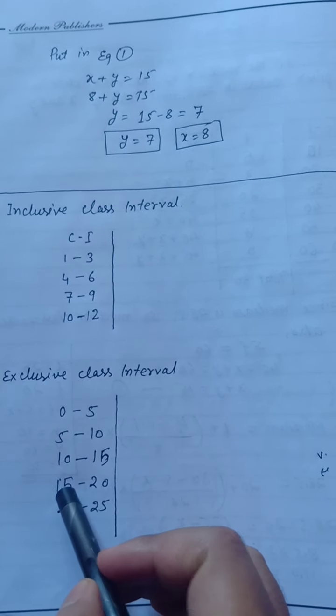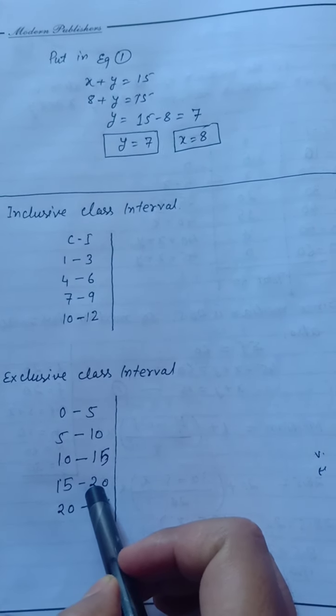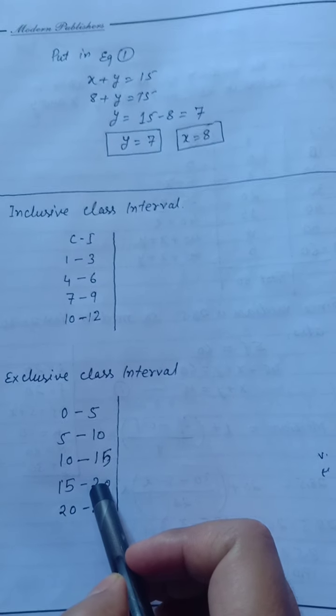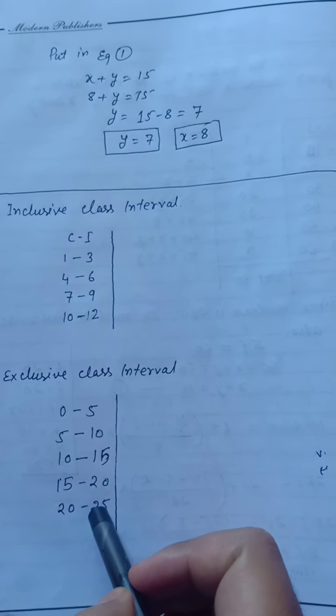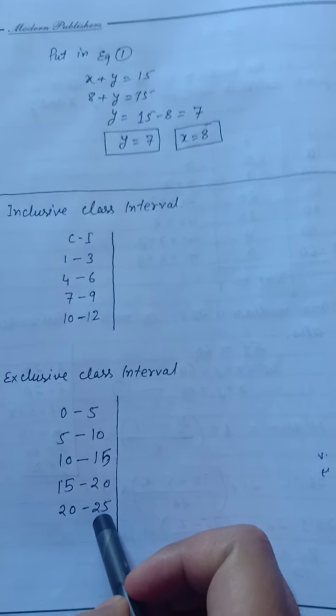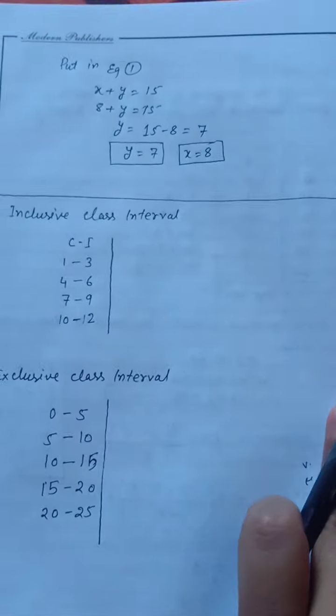Then here 15, 16, 17, 18, 19 up to 19. 20 will not be included here. Then here 20, 21, 22, 23, 24 up to 24. 25 will not be included in this interval.